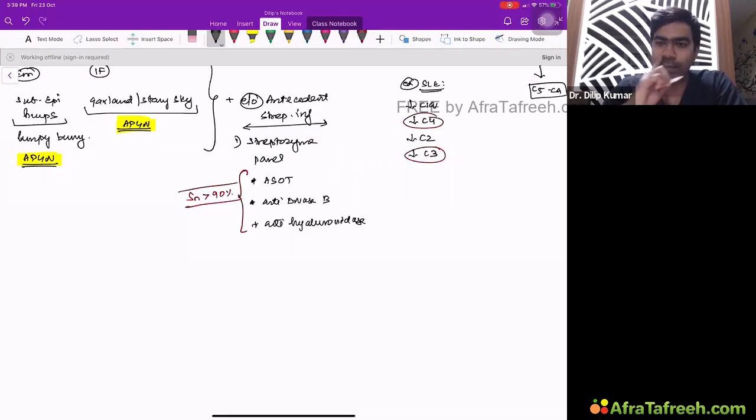So in our hospital, we have a separate panel called a streptozyme panel. That is what we use. Whenever you use all three antibodies together, the sensitivity will become almost more than 90%.